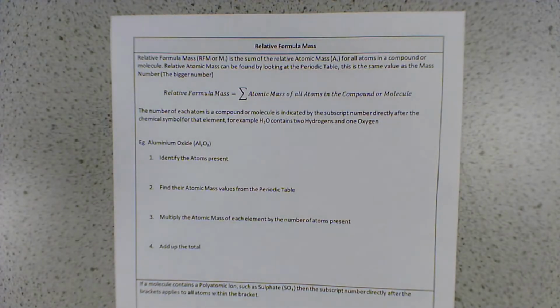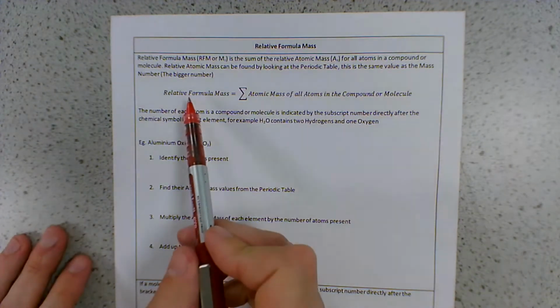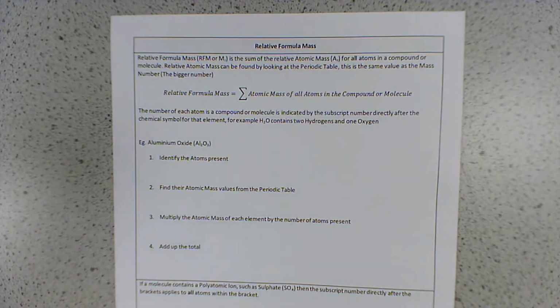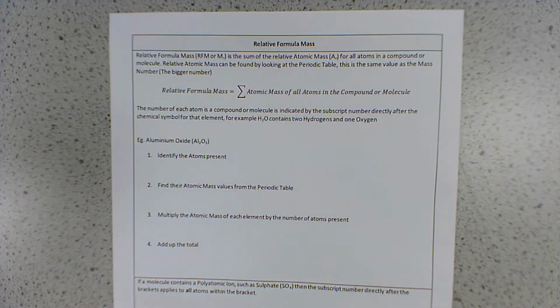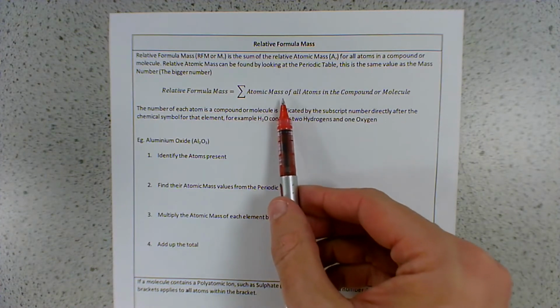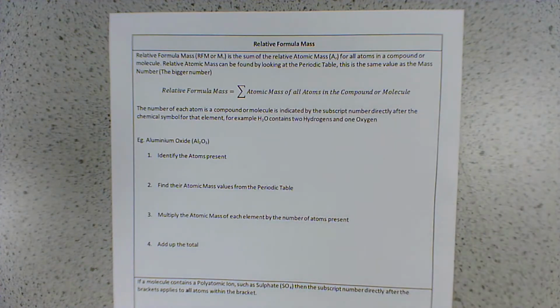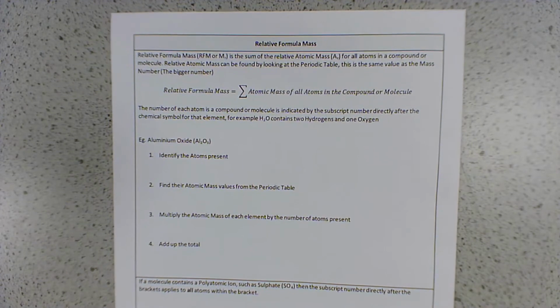Now, relative formula mass is simply the sum of all of the atomic masses of all the different elements in a compound or a molecule. So we can use this formula to explain it. The relative formula mass is the sum, so this is the symbol for sum, just means the total of the atomic mass of all atoms in a compound or molecule. So this relies on your ability to read chemical formulae to identify which elements are present and how many there are. So we use 2 things in order to work this out.